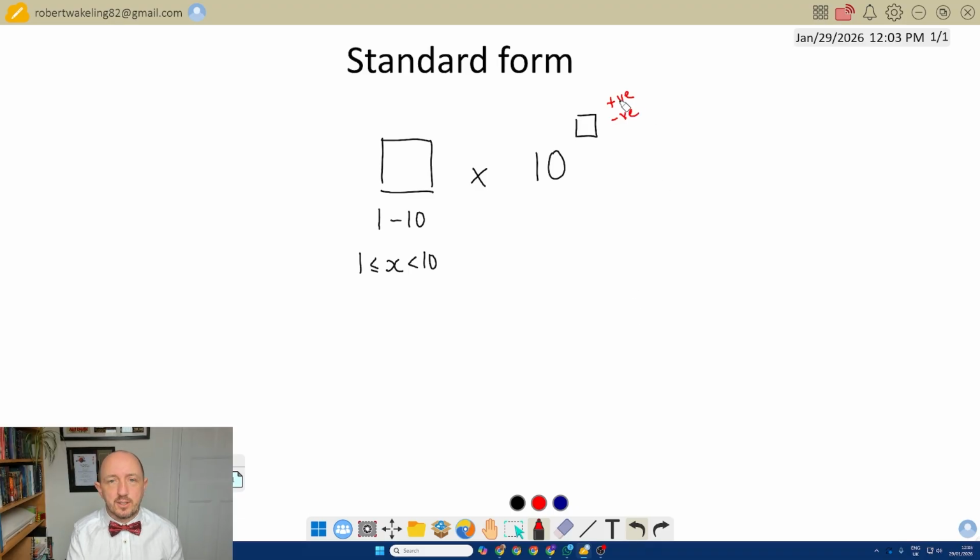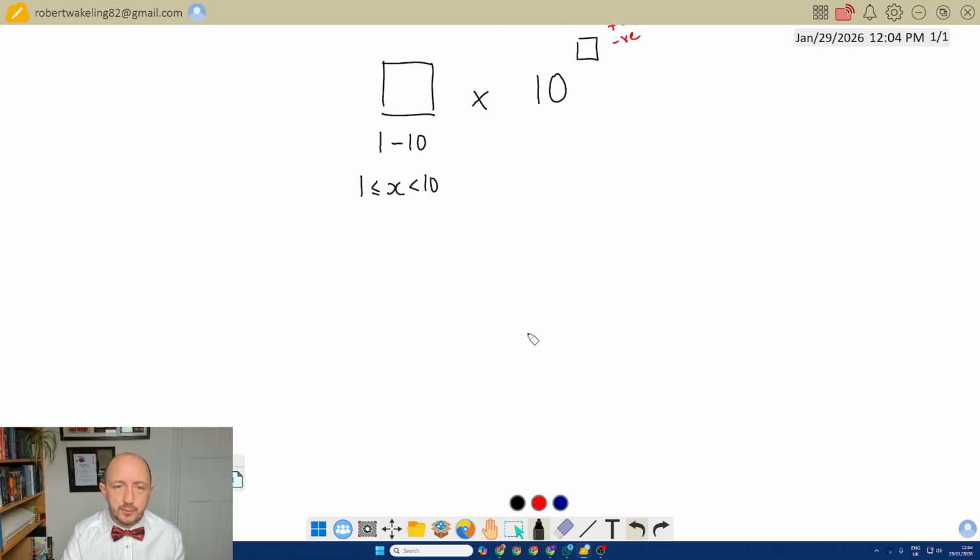And if it's positive, then we're multiplying by 10 squared, 10 cubed, like 100, 1,000, 10,000. We're making the number much bigger. If it's a minus power, a negative power, then we're making the number smaller because we'll be dividing by 10, 100, or 1,000. Okay, so if you're talking about distances of planets from the sun, you will have a positive power in here. If you're talking about the size of a nucleus in an atom, you would have a minus in here. Okay, so let's have a look at a couple of examples.